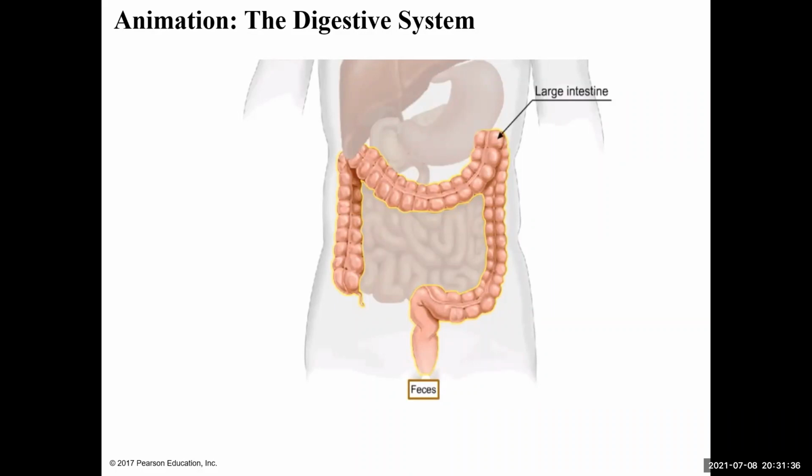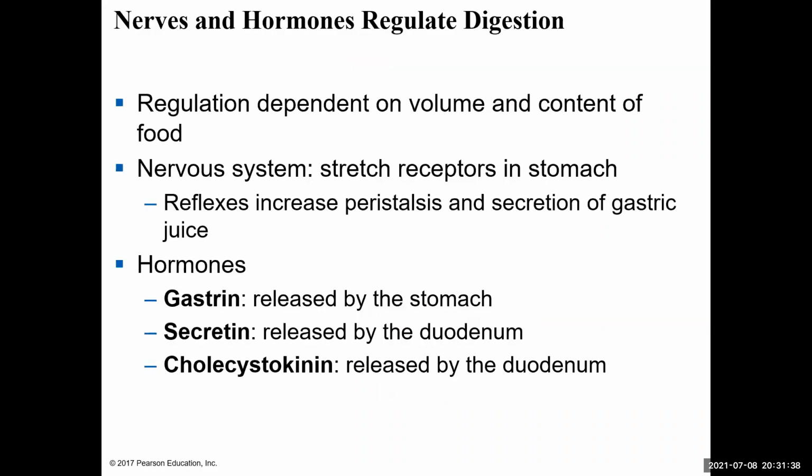Okay. So what we're going to go into next is looking at how digestion is regulated. The regulation of digestion is really dependent upon the volume and the content of food that you eat, right? So if you eat a lot of fats or if you eat a lot of proteins, your body's going to have to deviate the digestion process towards that type of food. And so in general, though, the nervous system has stretch receptors in the stomach.